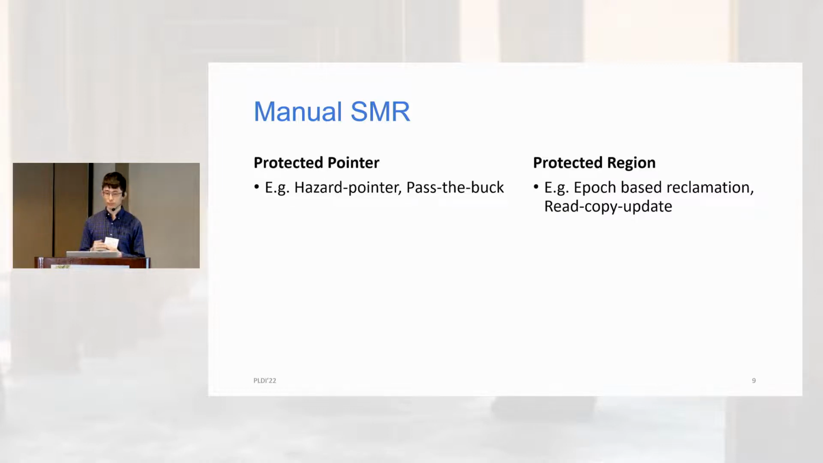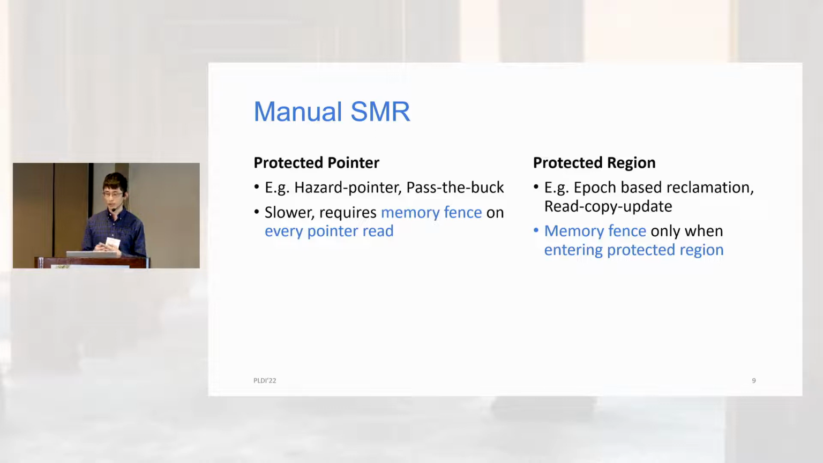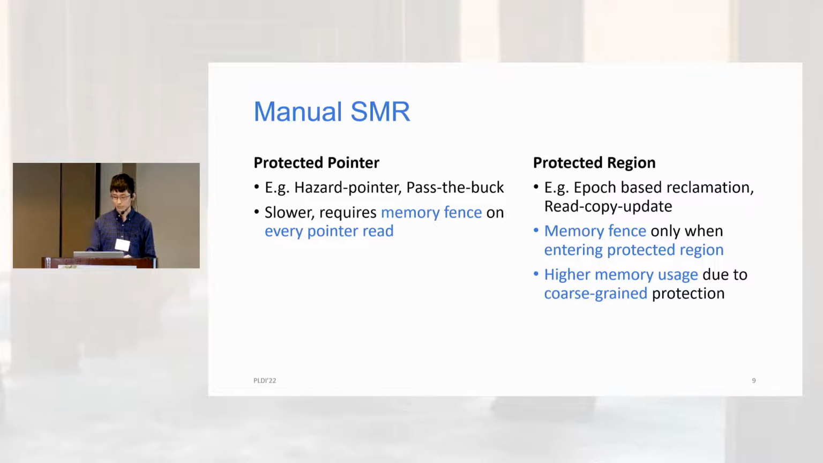In general, the protected pointer approaches end up being slower because protecting a pointer requires doing a memory write followed by a memory fence. And the memory fence is the expensive part, and it's required because you have to make sure the write reaches memory before you dereference the pointer. On the other hand, the protected region approach is more coarse-grained, and you only need a memory fence when you're entering the protected region of code. This memory fence will protect all pointers that could potentially be accessed in that section of code. But the downside of the protected region approaches is that they could potentially use a lot more memory because the protection is more coarse-grained.